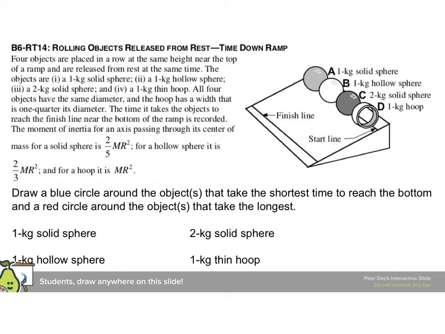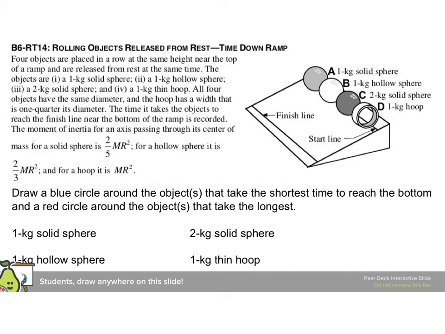Four objects are placed in a row at the same height near the top of a ramp and released at rest at the same time. The objects are a 1 kilogram solid sphere, a 1 kilogram hollow sphere, a 2 kilogram solid sphere, and a 1 kilogram hoop. All four have the same diameter, and the hoop has a width that is 1/4 its diameter. The time it takes the objects to reach the bottom is recorded, and then they give us the moments of inertia, and they ask us to draw a blue circle around the objects that take the shortest time, and a red circle around the objects that take the longest.